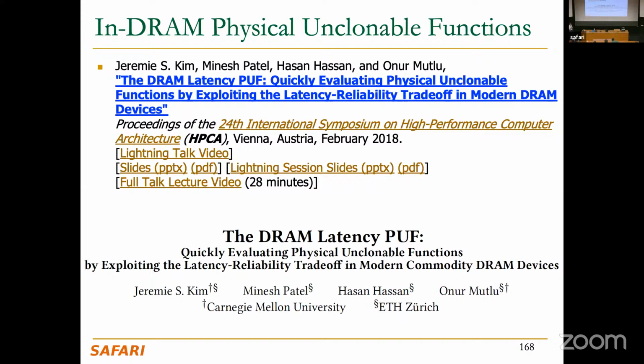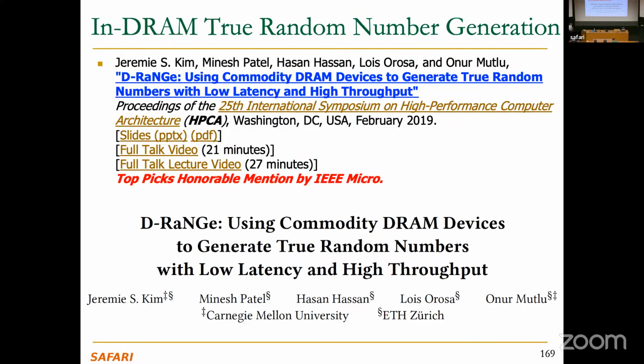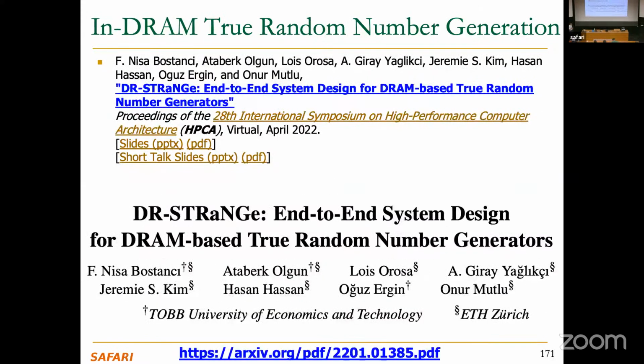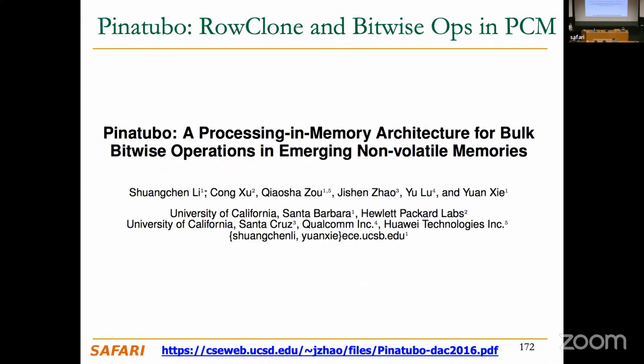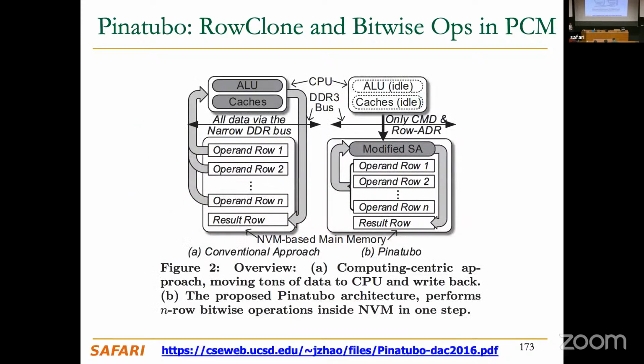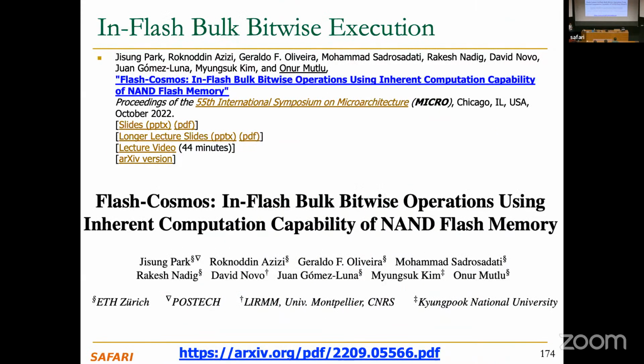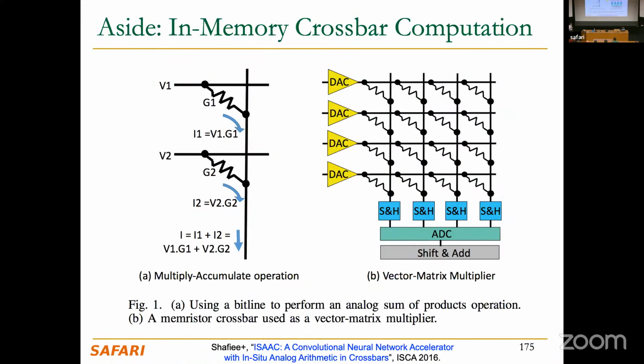And just as a quick finisher, we can implement other processing-using-memory operations other than arithmetic or transcendental functions, like physically unclonable functions through random number generation, and also these processing-using-memory operations in other memory substrates like ReRAM, for example, and Flash, which we are going to talk about later at the end of the day. I'm not going to get into details here, but this is an example of how this is done in other memory substrates.